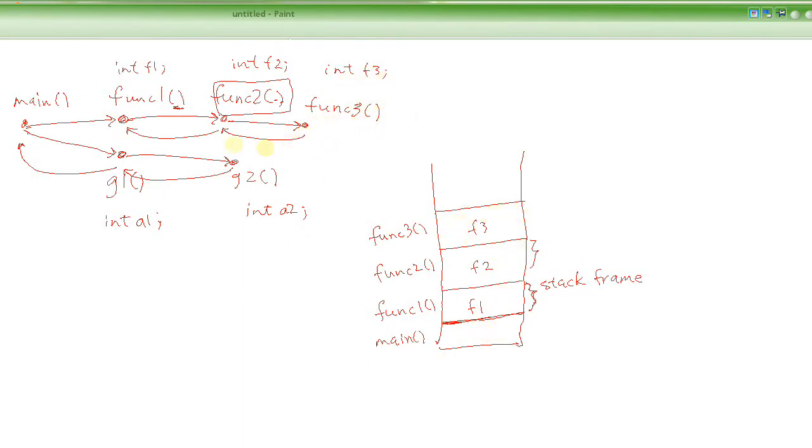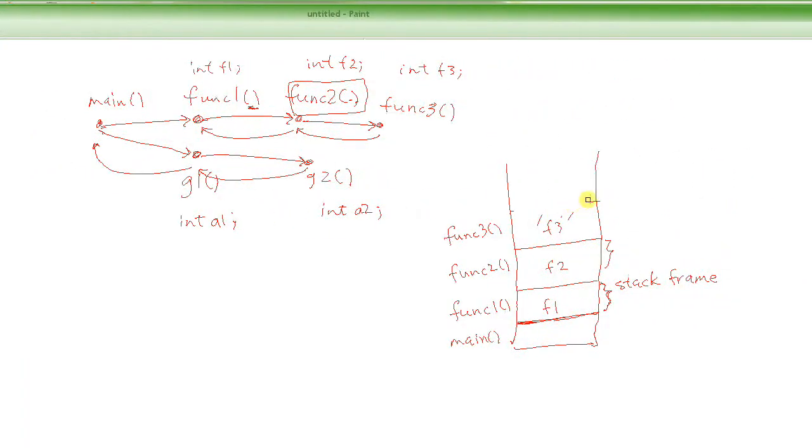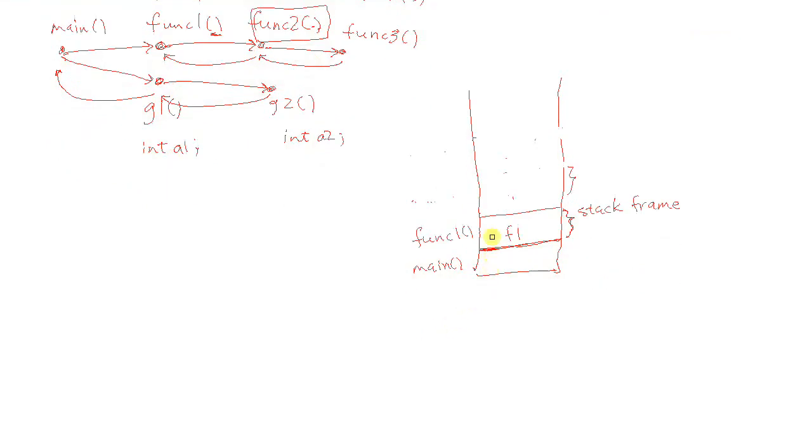But when func3 returns, what happens? When func3 returns, this memory is freed up as if it was never used before. So this whole thing frees up. Then func2 executes, and then func2 finishes. And then func1 finishes, and then we will have the main function. When the main function finishes, the program ends. So the main function never finishes until the end of the program.